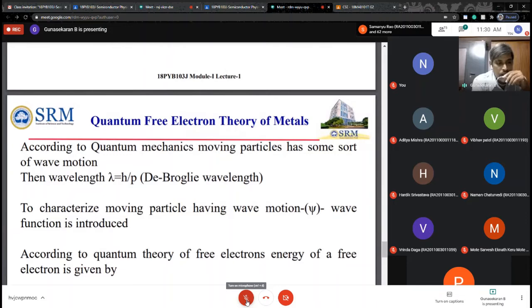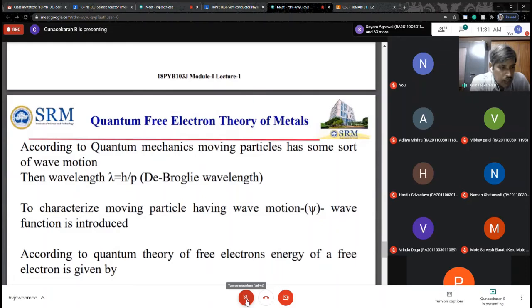Later, Schrodinger developed the wave equation, and introduced a new concept, psi, the wave function. That wave function gives the wave nature of the particle, especially for electrons. In the Schrodinger time-dependent and time-independent wave equations, psi is a wave function, which is a complex quantity. So what is psi?